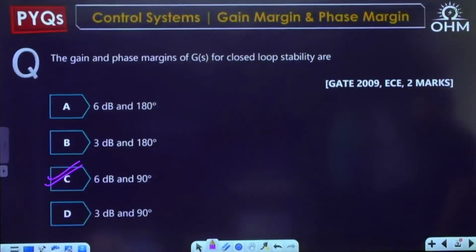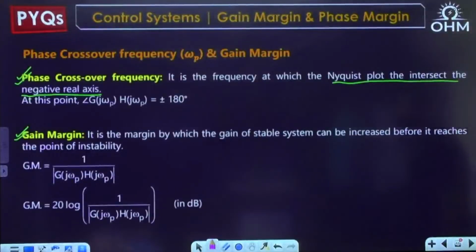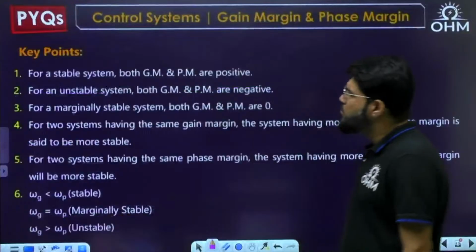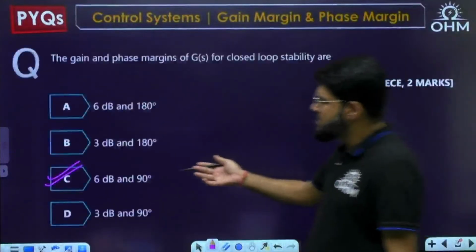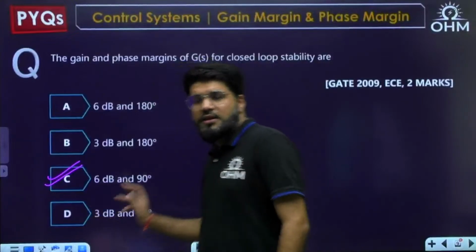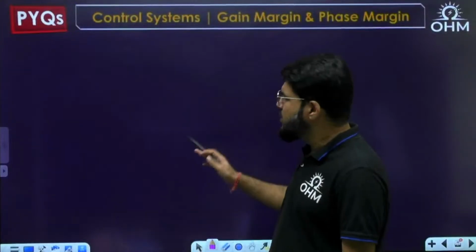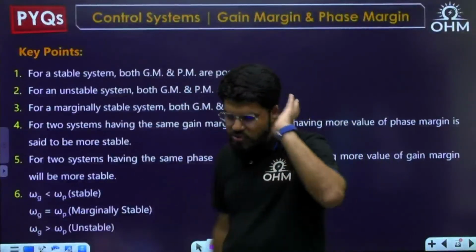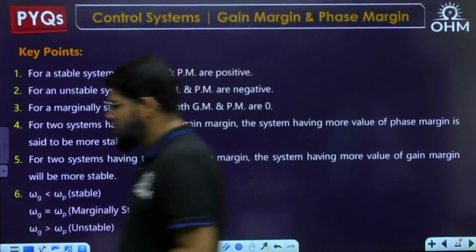Now let's come to another question. This is the definition of gain margin and phase margin, along with some important points like we have seen in this example. The gain margin and phase margin were both positive, and the system was stable, as already noted. So let's not derive it; let's write down some important key points, otherwise we will not be able to solve any question. This is a PYQ session more or less.